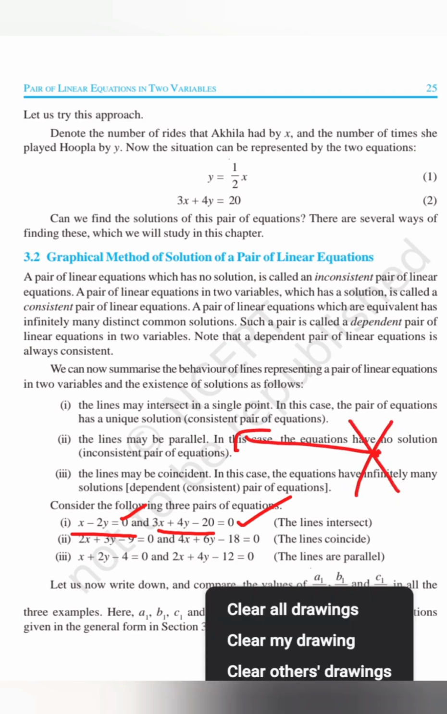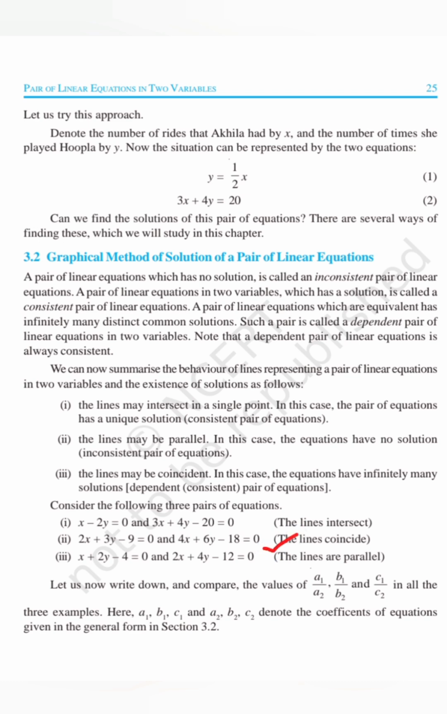And in the second case, you have two equations given in the second Roman numeral. The lines coincide. It means you have infinitely many solutions because they coincide at so many points. And in the third subdivision, the lines are parallel. If you draw the lines on a graph sheet for these two equations, those lines will be parallel to each other. It means they have no solutions at all.